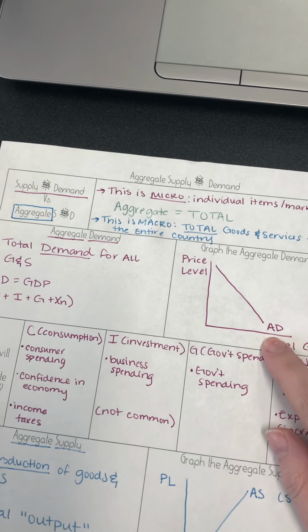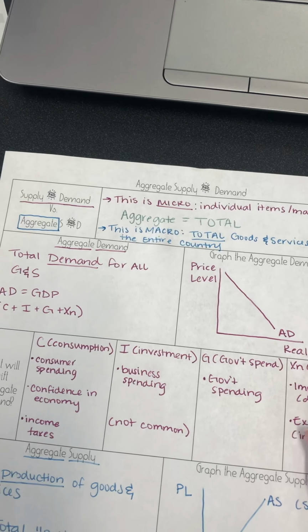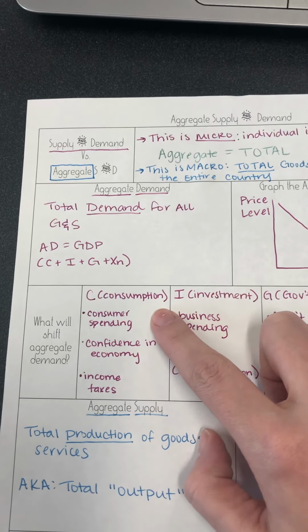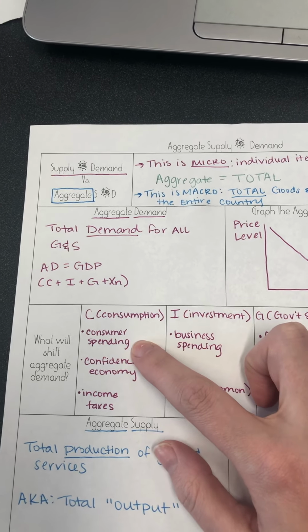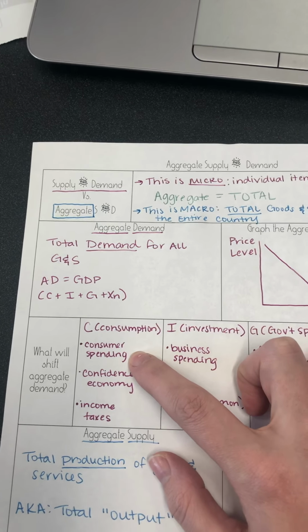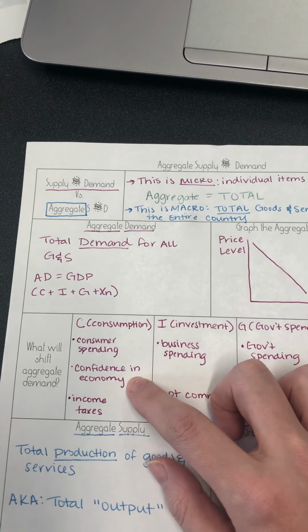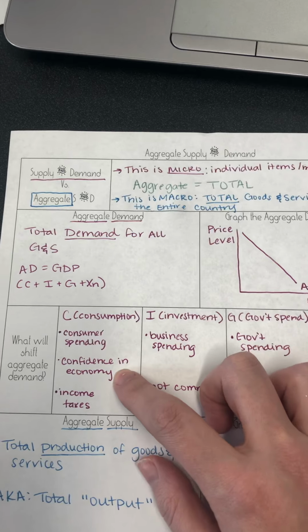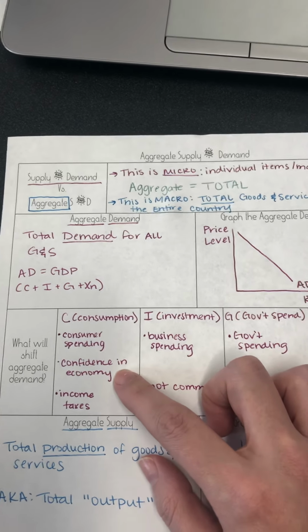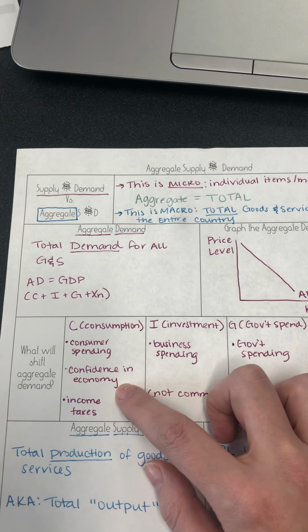Because aggregate demand is GDP, the only things that can make this shift are the components of GDP, okay? So if you come down here, consumption spending, right? That's our C. So if consumer spending increases, GDP increases, which means aggregate demand increases. If consumer spending decreases, aggregate demand will decrease and shift to the left. All right, consumer confidence in the economy is a big part of this, right? Right now, people are freaking out because of coronavirus and the stock market is plunging, right? We don't have confidence in our economy currently, so we are going to see a leftward shift in aggregate demand.